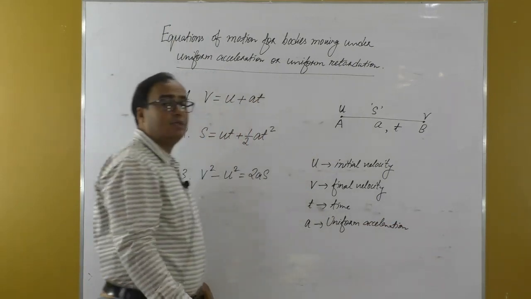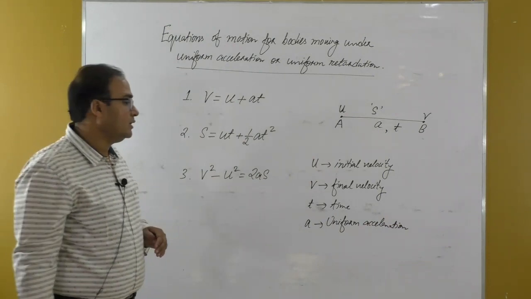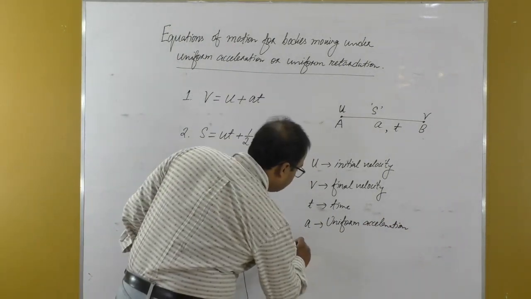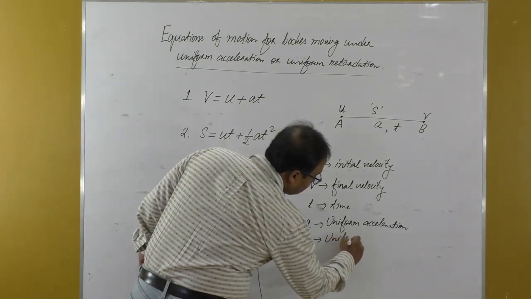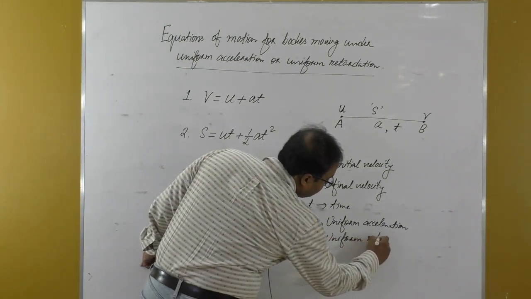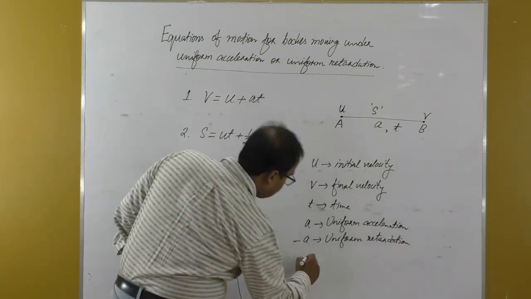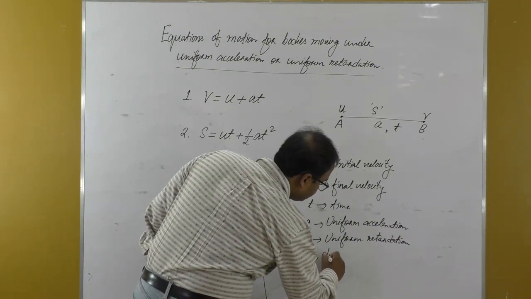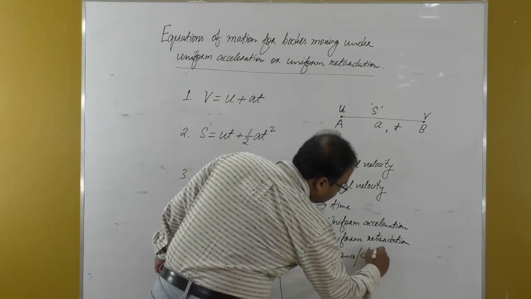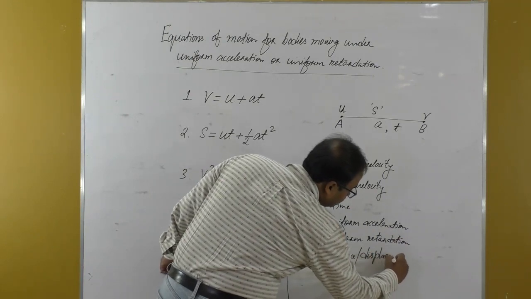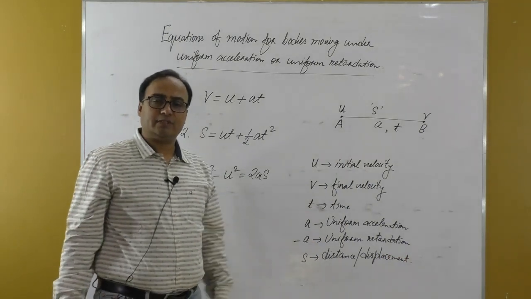But the three equations can also be applied for a body moving under uniform retardation. And minus a represents uniform retardation. S represents distance covered or displacement of the body. Distance covered by the body or displacement of the body.